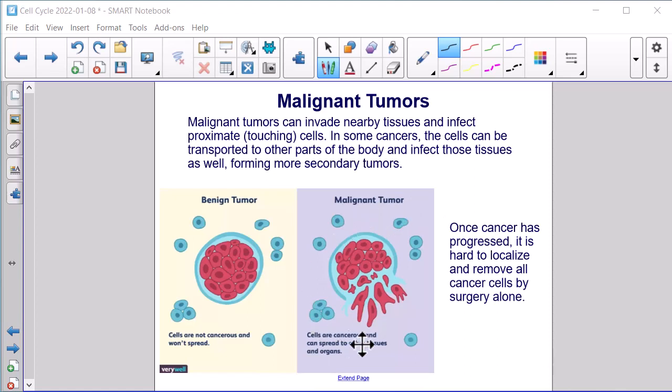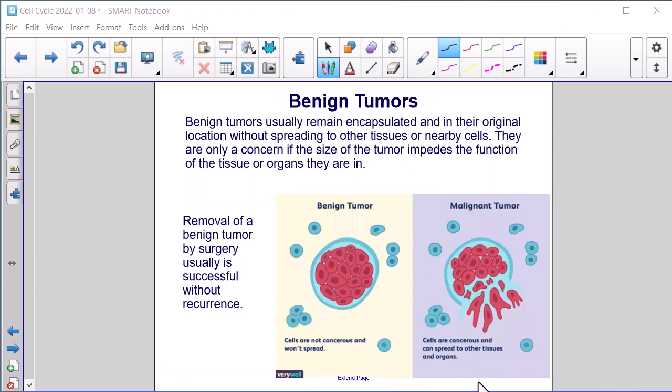In this malignant tumor, which you see here, the cells are cancerous and can spread to other tissues and organs. Benign tumors usually remain encapsulated and in their original location, which you can see in the image here at the left, without spreading to other tissues or nearby cells. They are only a concern if the size of the tumor impedes the function of the tissue or organs they are in. Removal of a benign tumor by surgery usually is successful without reoccurrence.